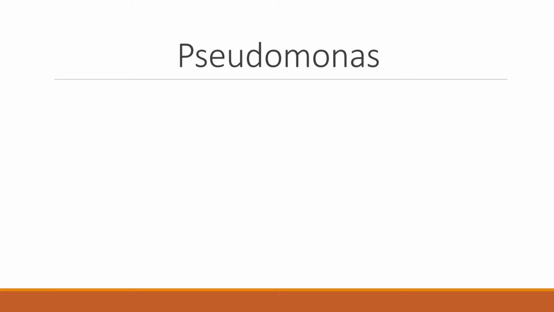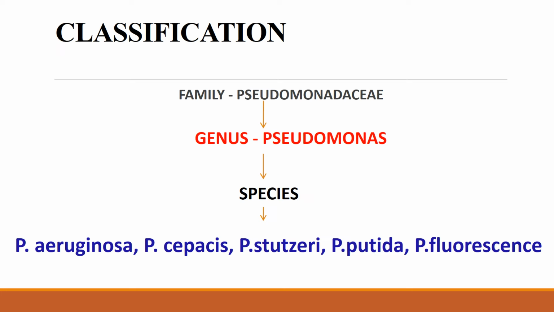So first of all, we will go to the first section of today's topic, that is Pseudomonas. So as I already said, Pseudomonas is a large group of bacteria containing various different important species of this genus Pseudomonas. So first we will see the basic or simple classification of this Pseudomonas.